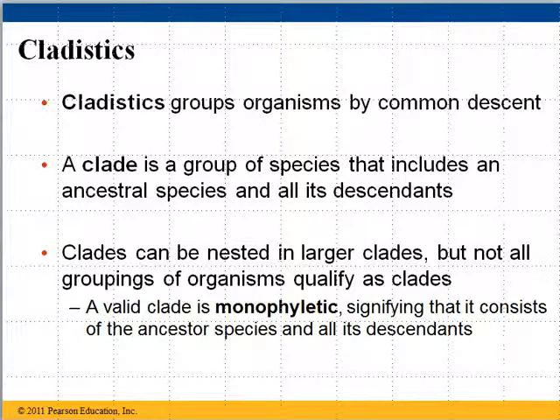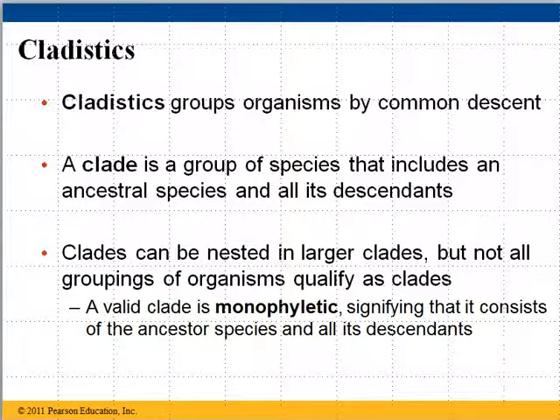So a clade is a general term that describes a group of species that includes an ancestral species and all of the descendant species. Clades can be nested into larger clades, but not all groupings of organisms qualify as a clade. A valid clade is described as being monophyletic. Monophyletic signifies that it consists of an ancestor species and all the descendants. Monophyletic comes from a Greek word meaning single tribe.